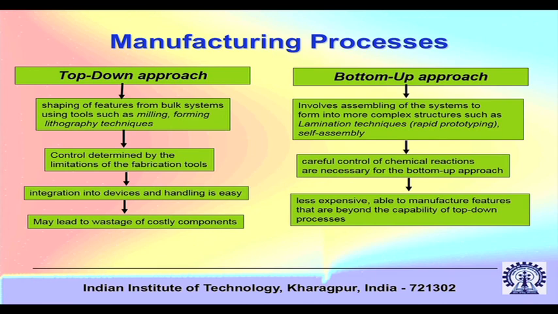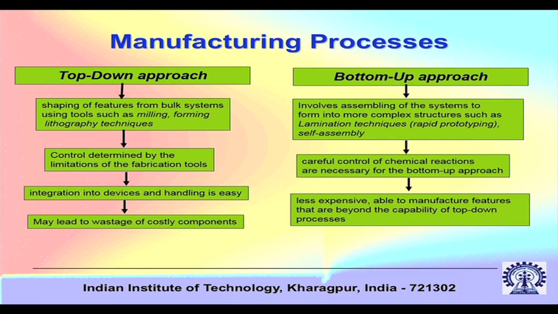One is called the top down approach and the other is called the bottom up approach. Top down approach means shaping of features from bulk systems using tools such as milling, forming, lithography techniques and so on. Basically, you have a system of larger size than the final product, and then you shape off some parts from the system to get your final product. The control is determined by the limitations of the fabrication tools, but integration into devices and handling is easy, though it may lead to wastage of costly components.